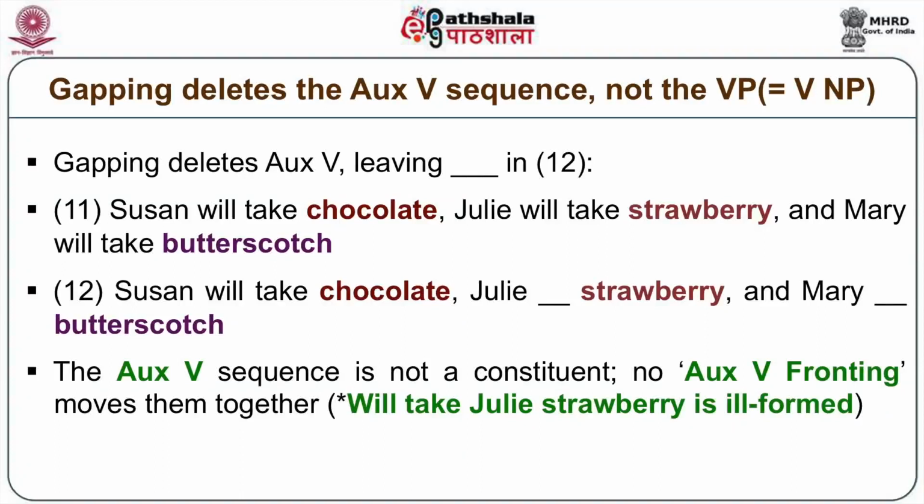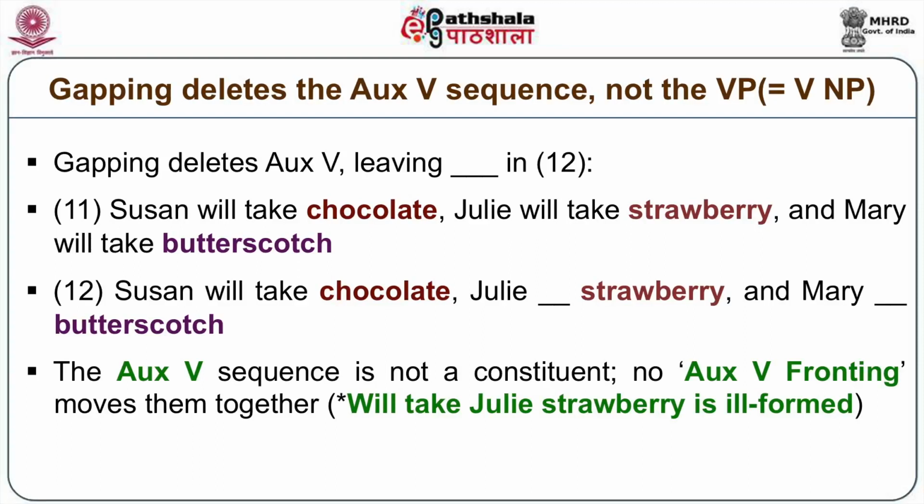We'll give you an example. Susan will take chocolate, Julie will take strawberry, and Mary will take butterscotch, if you want to say the whole thing like that. Or you can say, Susan will take chocolate, Julie strawberry, and Mary butterscotch. In the e-text, we display these examples for you, and when we display Susan will take chocolate, Julie strawberry, and Mary butterscotch, the aux verb sequences have been deleted.